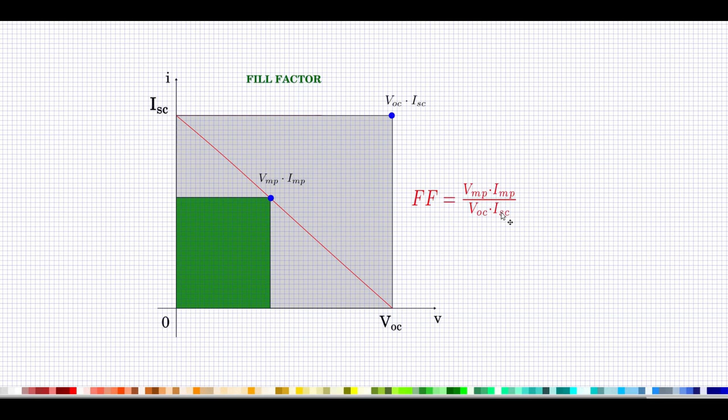VOC ISC is the rectangular area, the limiting rectangular area, which would be the max possible. VMP IMP is the rectangular area as encompassed with respect to the operating peak power point. The fill factor is the ratio of this area with respect to this area. This gives us an idea of the goodness of the cell. The closer this area is to the VOC ISC rectangle, the better the cell.